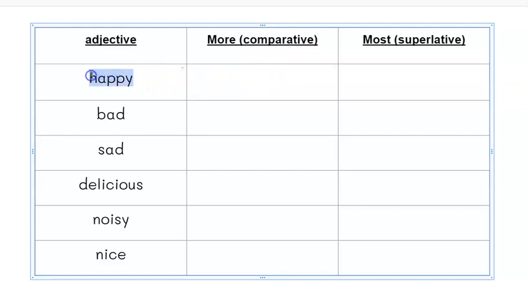So if the adjective is happy, she is a happy person, I might say Mark is happier than Billy. So I would change happy to happier. And you may notice that when I add ER to a word that ends in a consonant and then a Y, the Y changes to an I and I add ER. So happy changes to happier. Now, if Mark was the happiest person, that's superlative, the most, the happiest person. So happy, well, the Y changes to an I and you add EST.